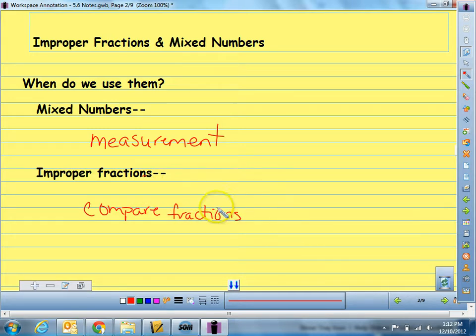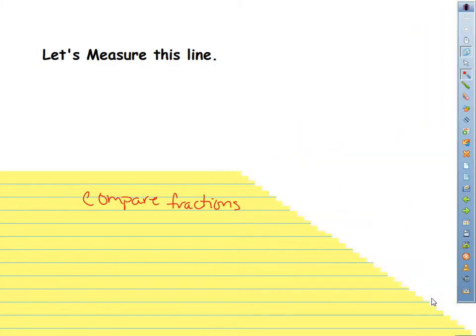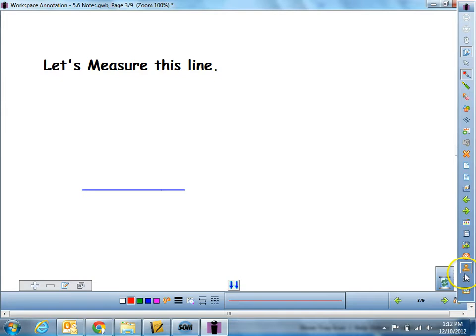But you never hear somebody say, like in baking, that they need 5/3 cup of sugar. They would just say 1 2/3 cup. So improper fractions we don't use in our everyday conversation. That's when we use mixed numbers, but we do use them to compare. So let's keep going. Let's go ahead and measure this line.